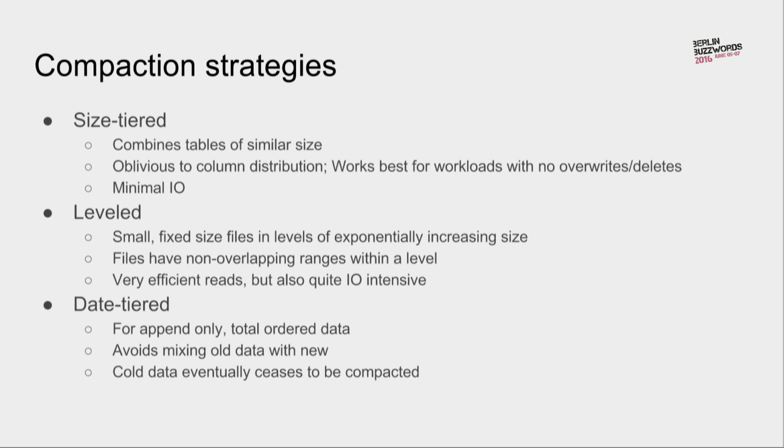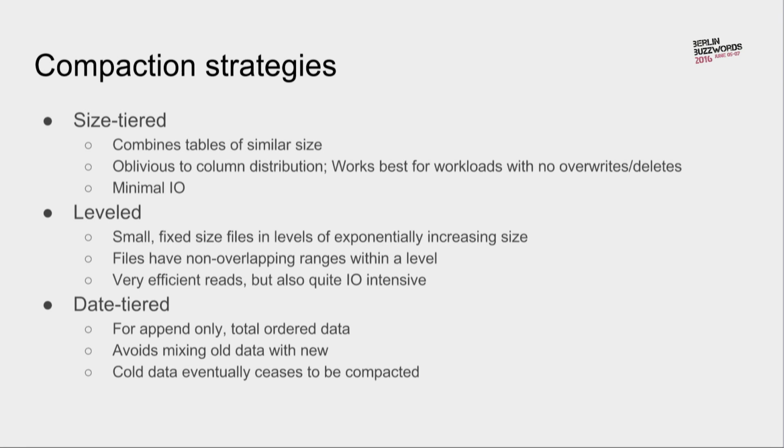Cassandra has three different kinds of compaction strategies: size-tiered, leveled, and date-tiered. Size-tiered is the simplest. It just combines files of similar size together to create fewer, larger files. But it's completely oblivious to column distribution.